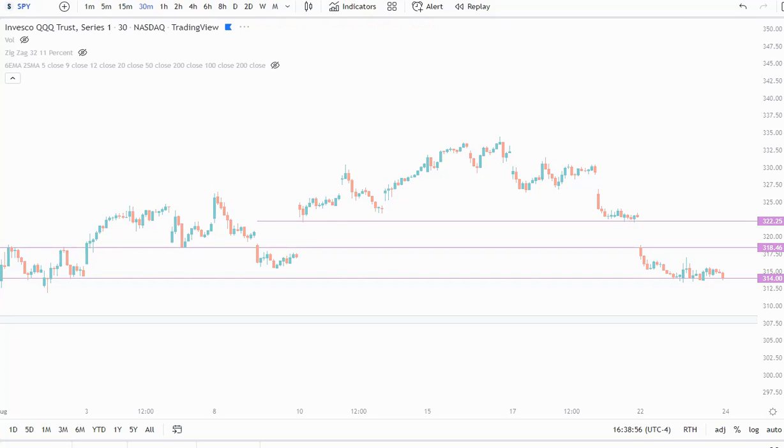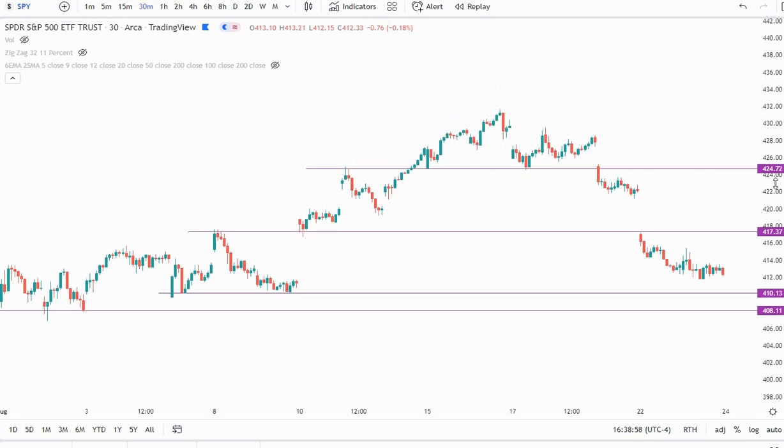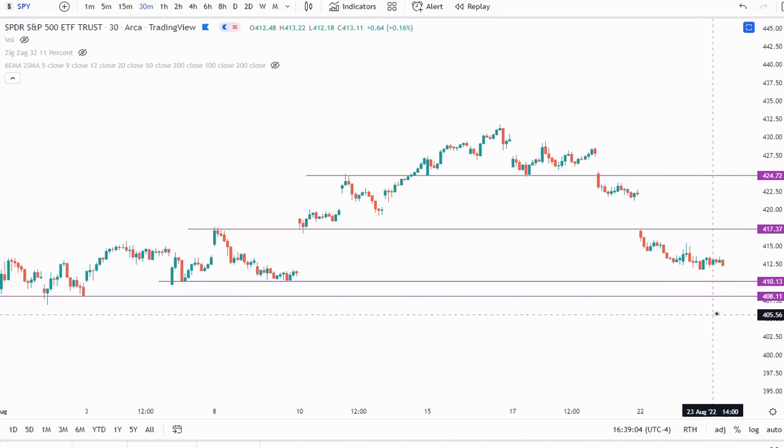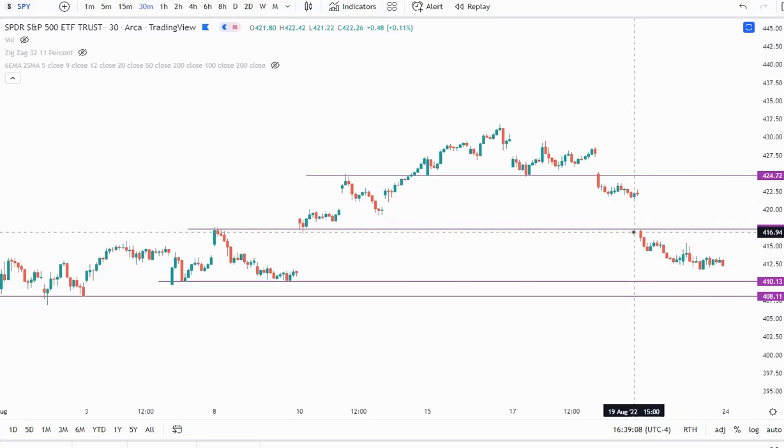If we quickly look at SPY, we see SPY is also consolidating. Near-term support is around 410 and then around 408. There's a big gap between 417 and 421. So the 417 area will be an area of resistance.